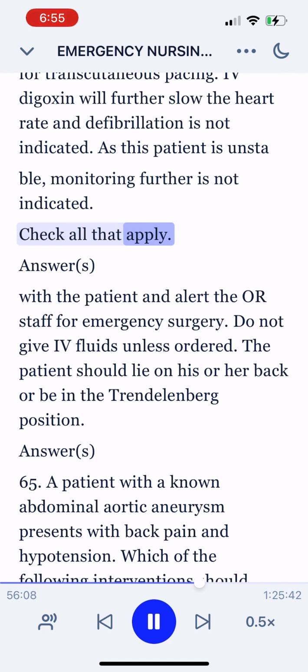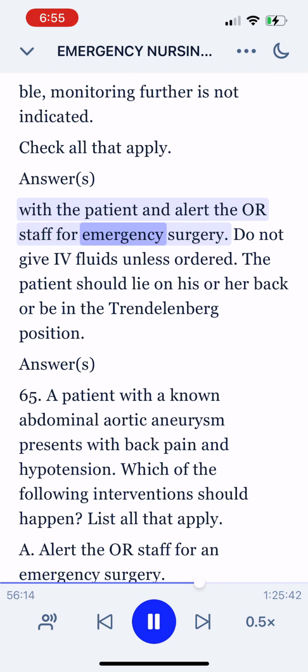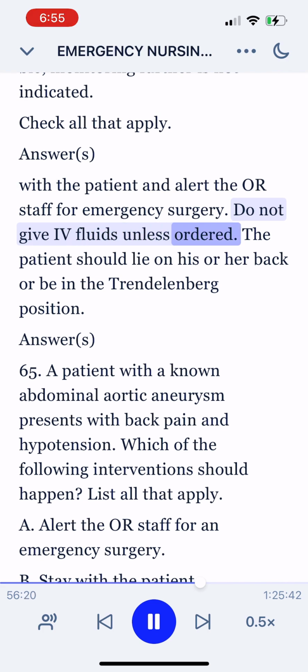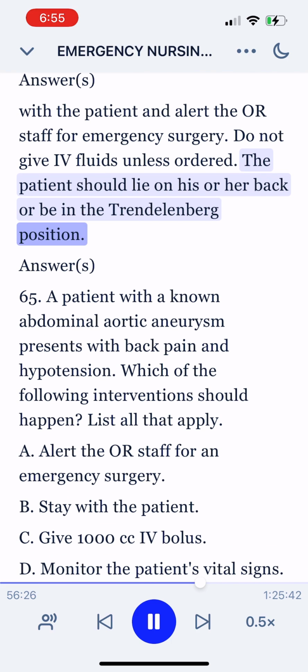Check all that apply. Answers. Stay with the patient and alert the OR staff for emergency surgery. Do not give IV fluids unless ordered. The patient should lie on his or her back or be in the Trendelenburg position.